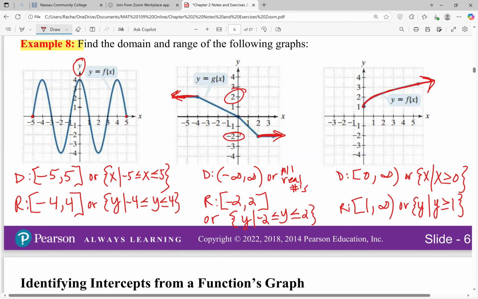So those are 3 nice examples of looking at a graph and determining the graph's domain and range.